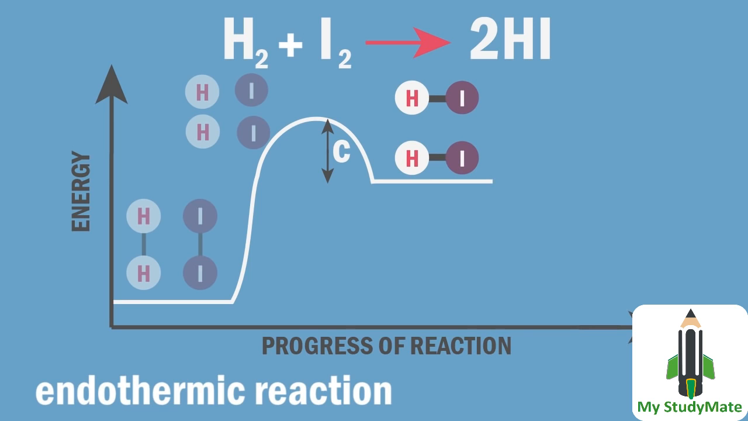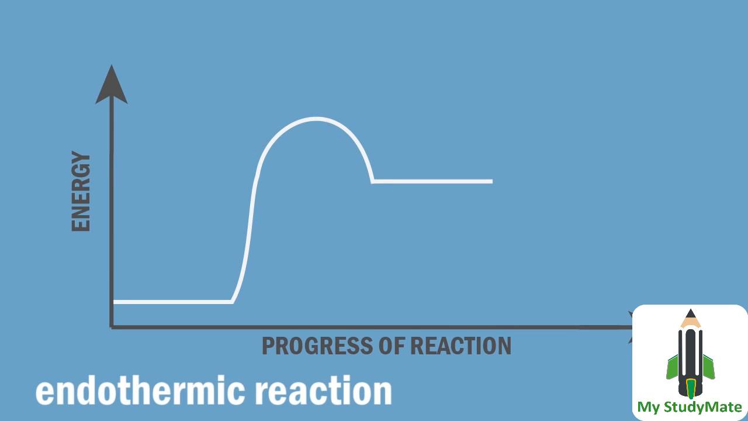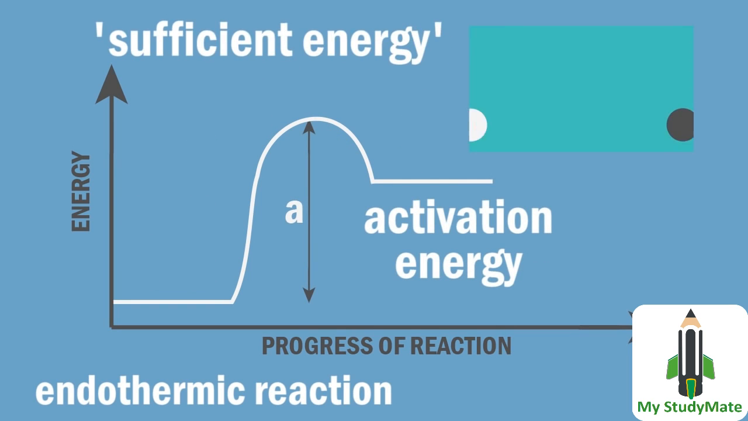Delta H during the reaction is the energy difference between the energy taken in to break the bonds in the reactants and the energy given out when the new bonds are made to form the products. The activation energy is the sufficient energy mentioned in the video collision theory and reaction 1.